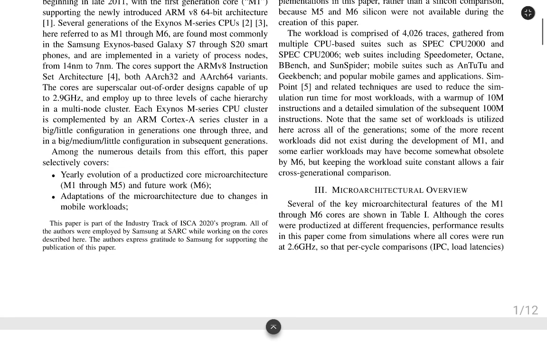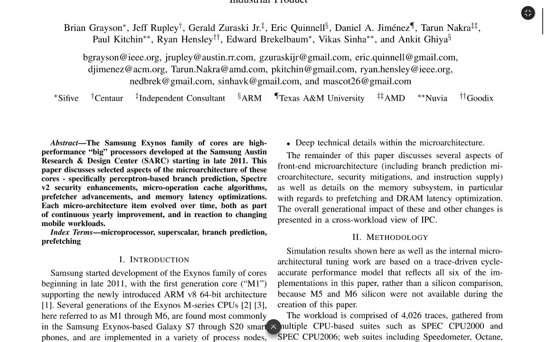Among the numerous details from this effort, this paper selectively covers the early evolution of the prototyped core microarchitecture, M1 through M5, and future work, M6, and the adaptation of the microarchitecture to the changes in mobile workloads, and the deep technical details of the microarchitecture.